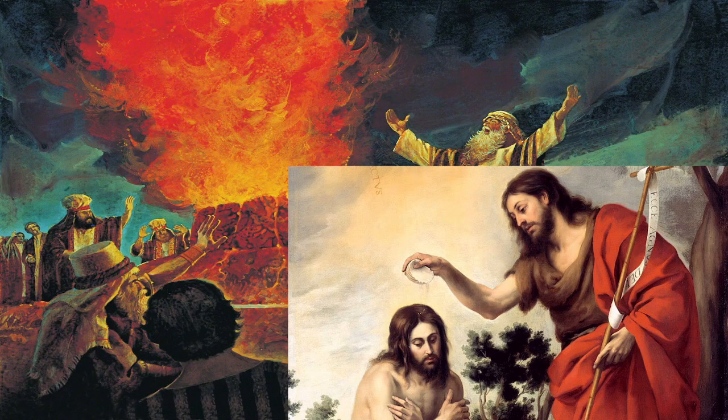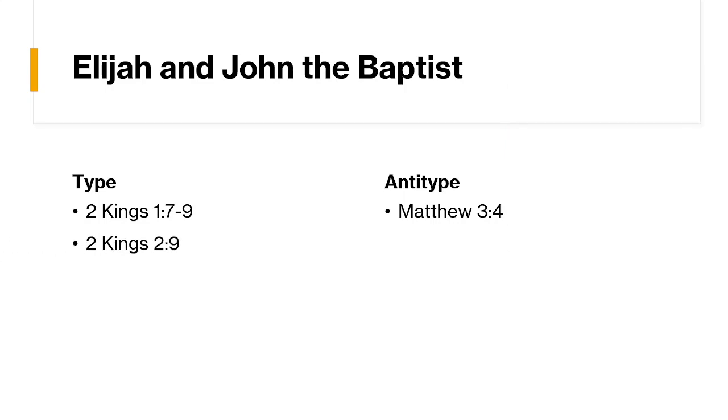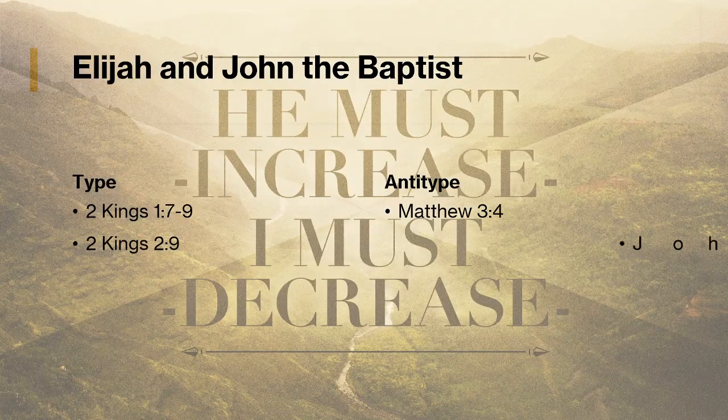Both wore what were referred to as hairy garments. At one point, Elijah had to kind of just fade into the background, so that his successor, the one he was training to take over after he was gone, Elisha, had to fade away, so to speak. And John the Baptist says that Jesus must increase and I must decrease.